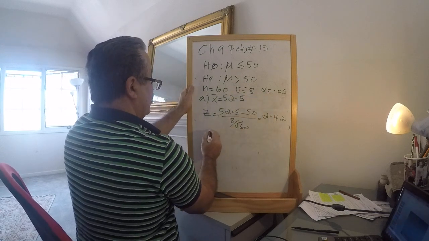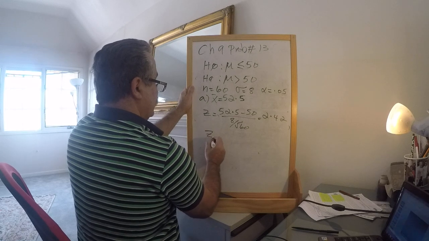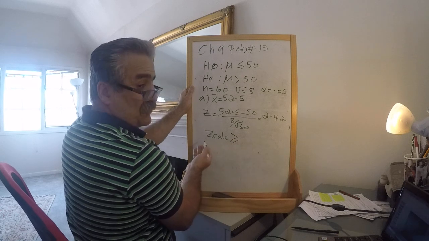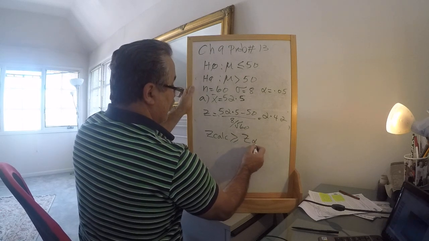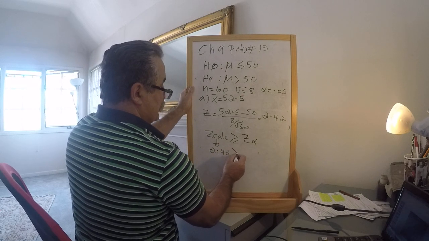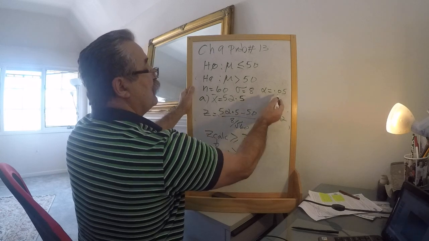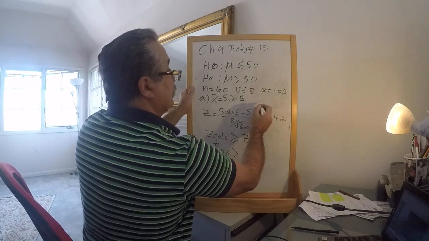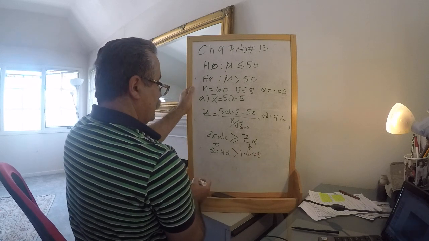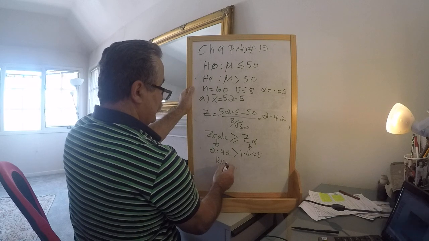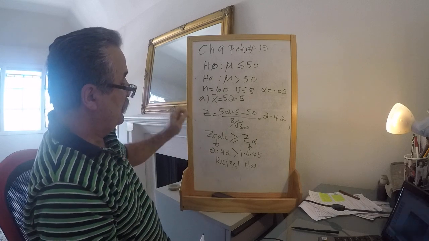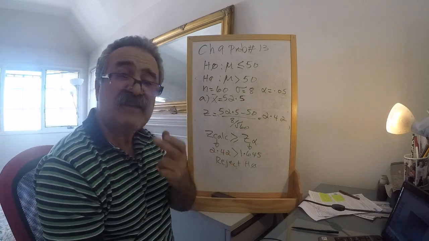So we know that z-calc is positive, and the rejection rule is greater than or equal to z of the alpha. Our z-calc is 2.42, which is greater than z of the alpha for 0.05, which is 1.645. Therefore, we reject H0, because our calculated z is greater than z of the given alpha.